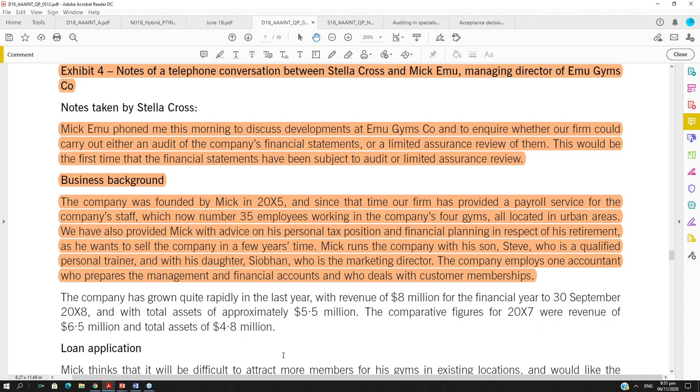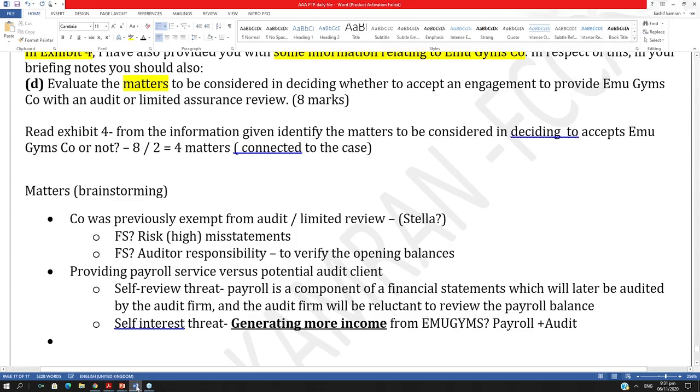So do you believe there will be a lot of pressure? Does that increase the risk of material misstatement in the financial statement, one accountant working under Mick, his son and the daughter, right? So if you want to write this point, you can, that there is just one accountant, and this one accountant will be under a lot of pressure. So why is this point important to us?